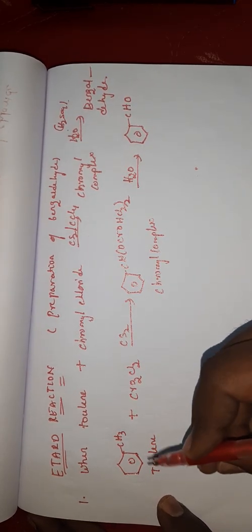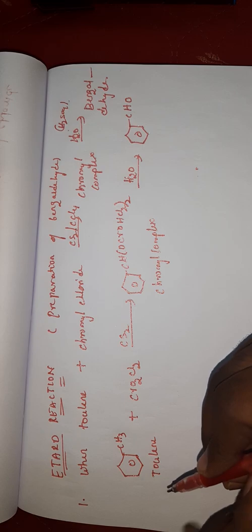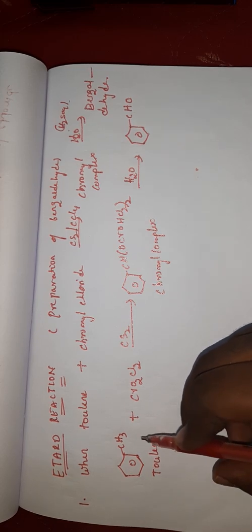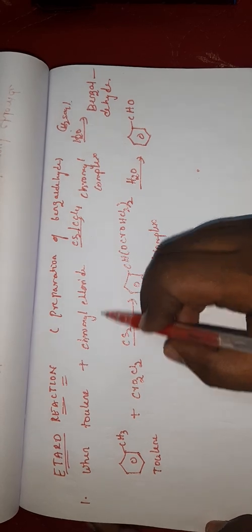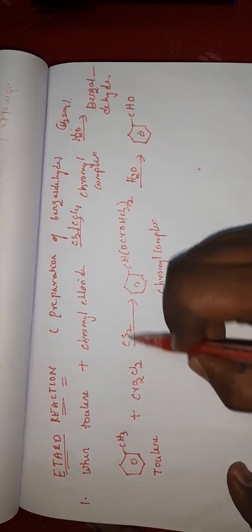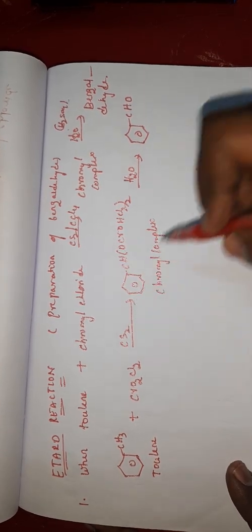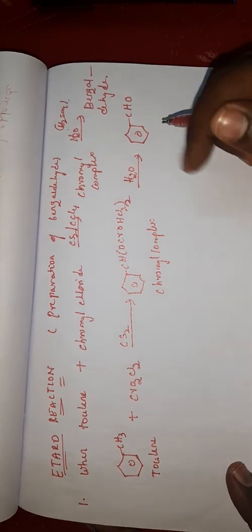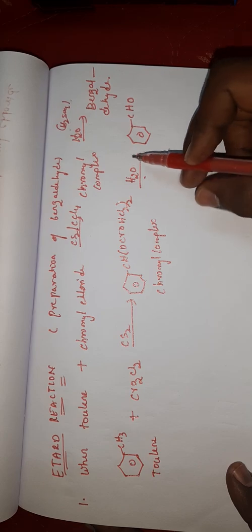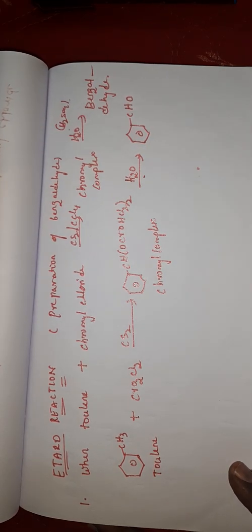What is meant by toluene? Toluene means benzene having CH3. We call it toluene or methyl benzene. It is reacted with chromyl chloride, CrO2Cl2, in the presence of CS2 to form a chromyl complex. This chromyl complex undergoes hydrolysis in the presence of an acid to form benzaldehyde.